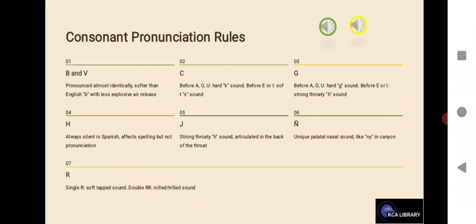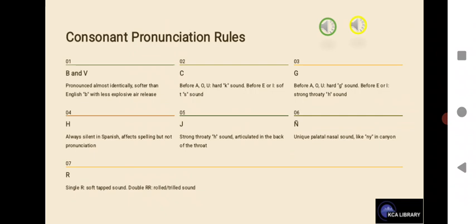C. The pronunciation of C depends on the letter that follows it. Before A, O, and U, it sounds like K: casa, cosa, cultura. Before E and I, it is pronounced like TH in Spain, cena, ciudad, and like S in most Latin American countries. G. G has 2 main sounds.